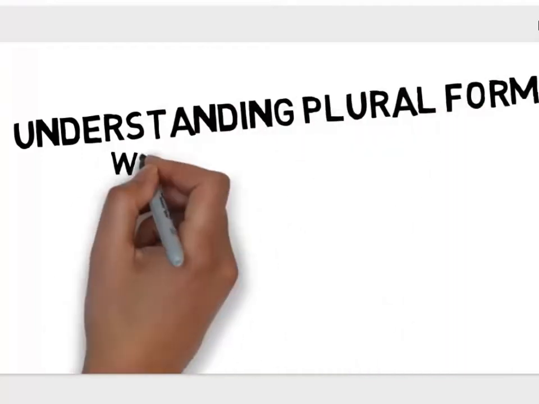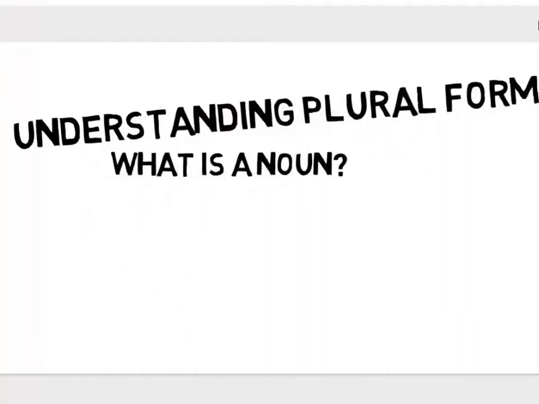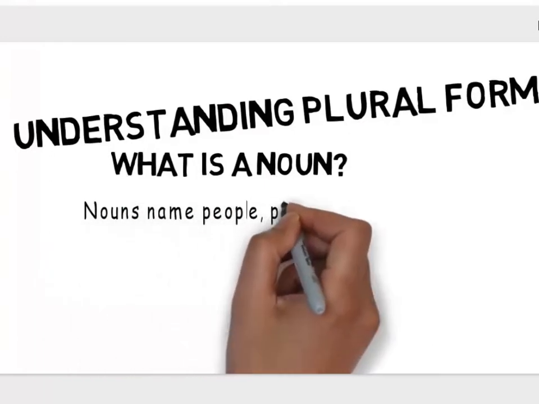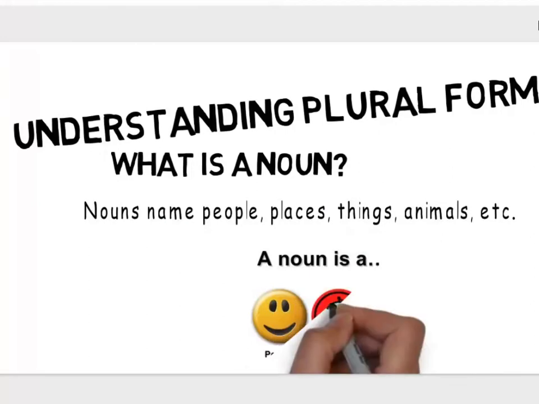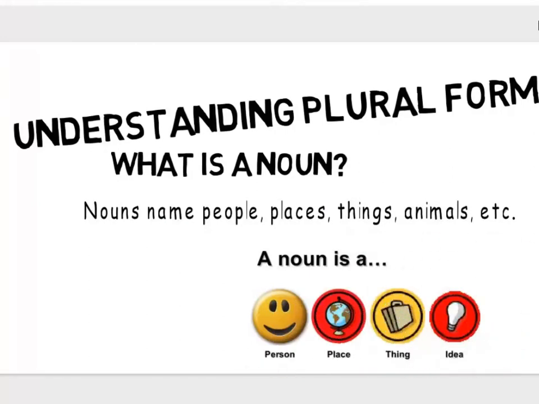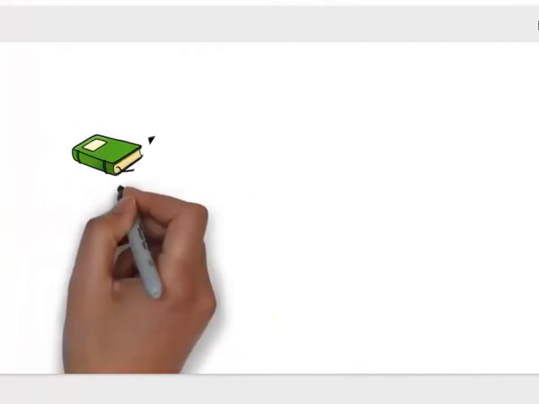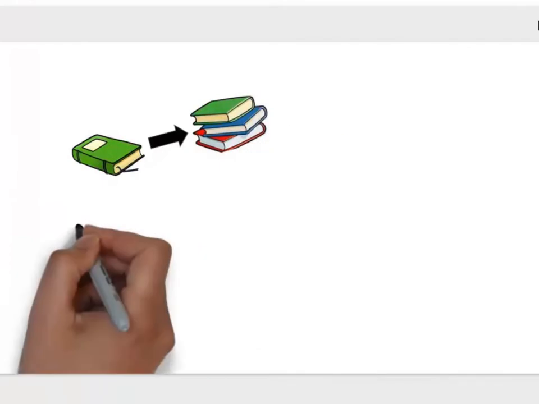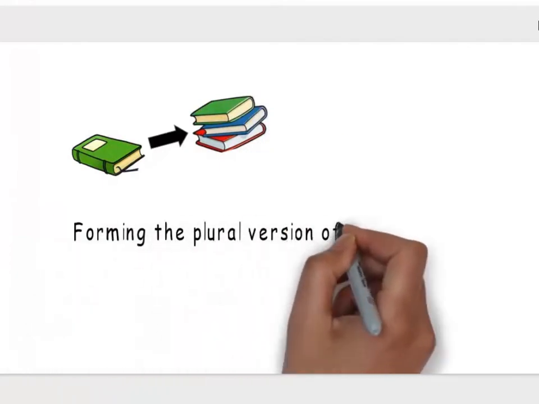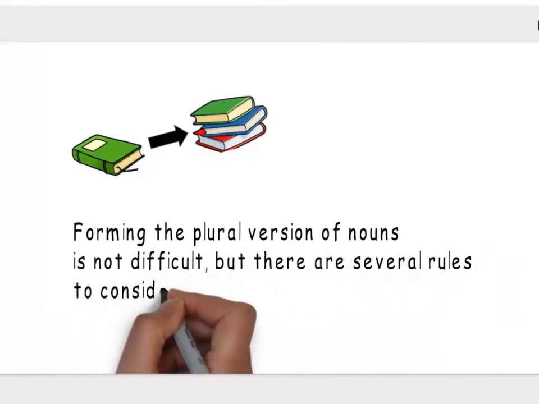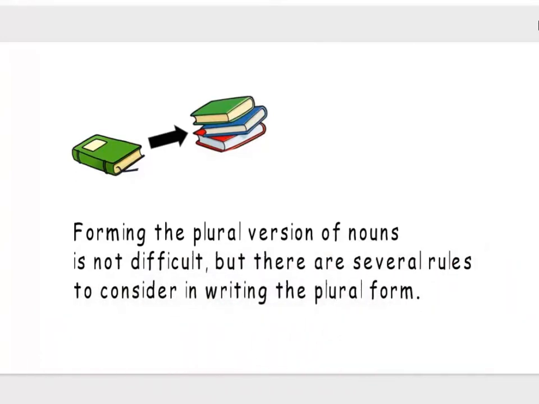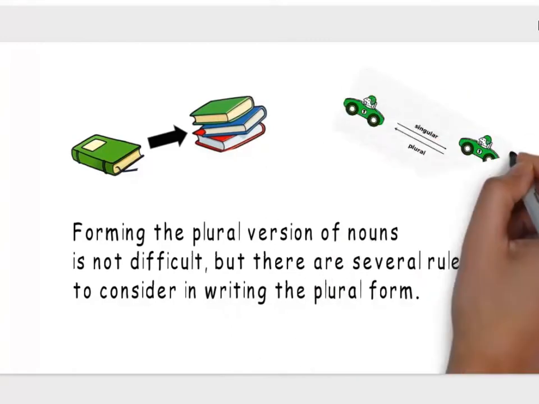Understanding plural forms. What is a noun? Nouns name people, places, things, animals, and so forth. Forming the plural version of nouns is not difficult, but there are several rules to consider in writing the plural forms.